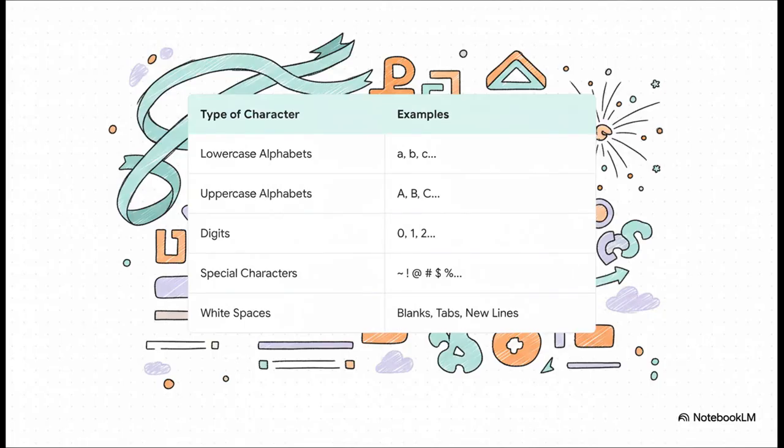So here's the breakdown. The C alphabet basically comes in 5 flavors. You've got your lowercase and uppercase letters, which we all know. You've got your digits, 0 through 9. Then you have this whole toolbox of special characters. We're talking plus signs, curly braces, ampersands, you name it. And finally, you have white spaces, and these are super important. They include spaces, tabs, and new lines that make our code readable for us humans.